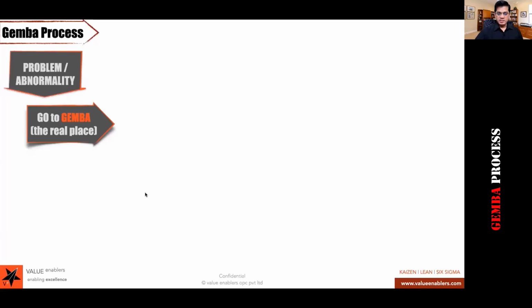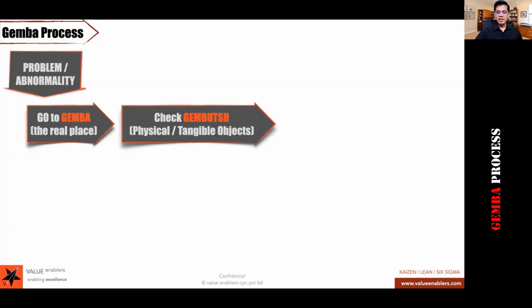So the real place, yesterday we spoke, Gemba was a legal terminology, particularly used by detectives, where they say Gemba: when the murder happens, go to the spot. When an accident happens, go to the spot. And we said murder in operations is nothing but a defect, or an accident is a rework. So if that happens, we'll have to go to Gemba. If the product is defective, then check Gembutsu.